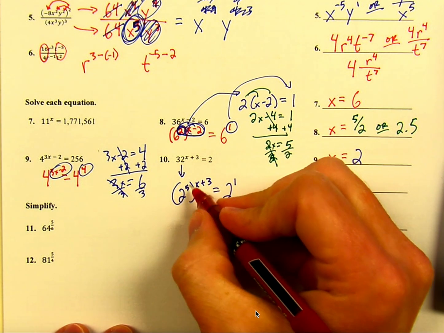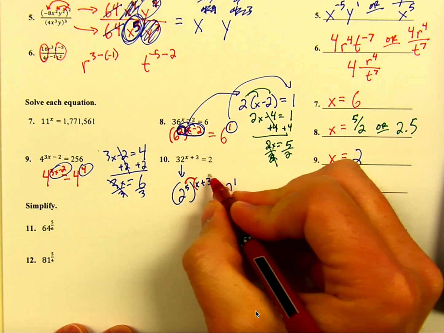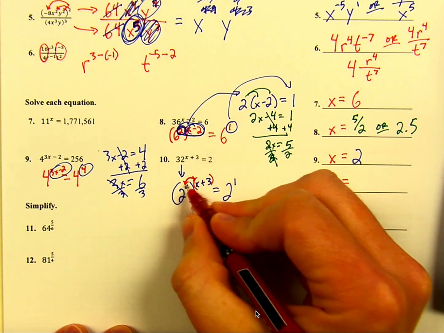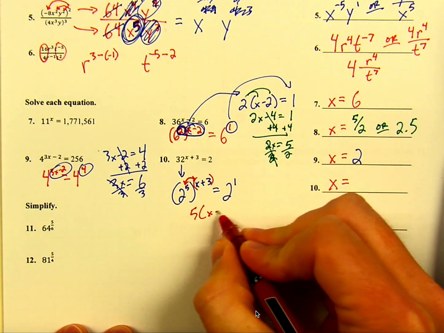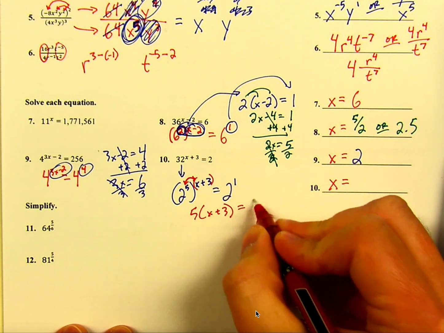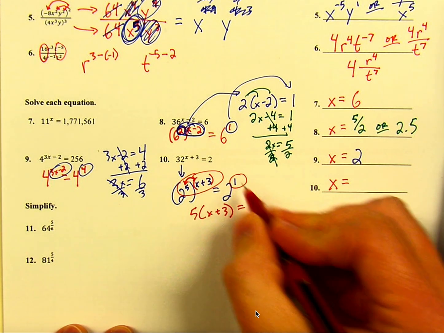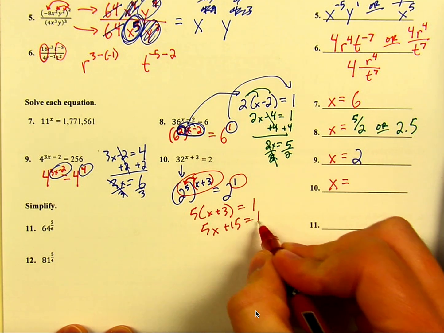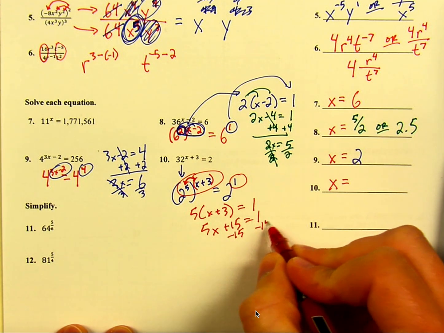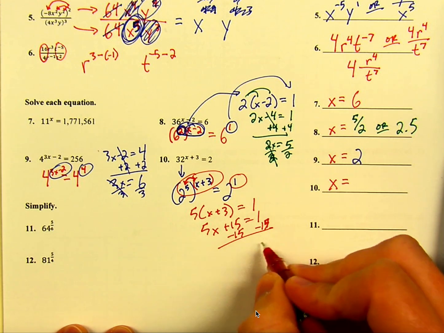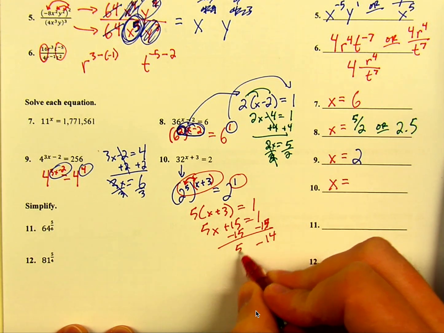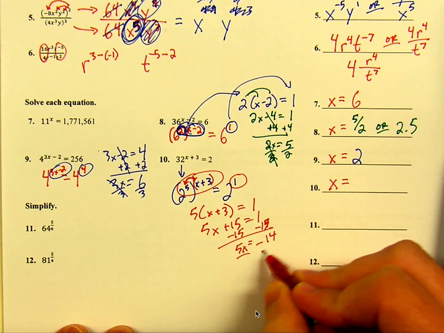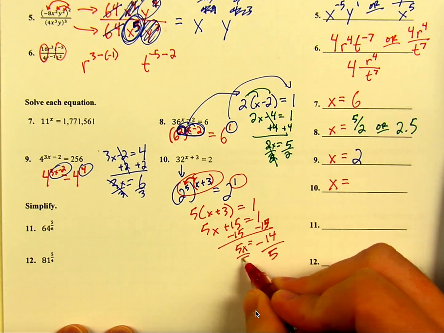I'm just going to make this an equation. What do I do with the 5 and the x plus 3? I'm going to multiply them. So 5 times x plus 3 equals 1. So 5x plus 15 equals 1. Take away 15. Negative 14. Oh boy. I'm going to get negative 14/5 on this one.